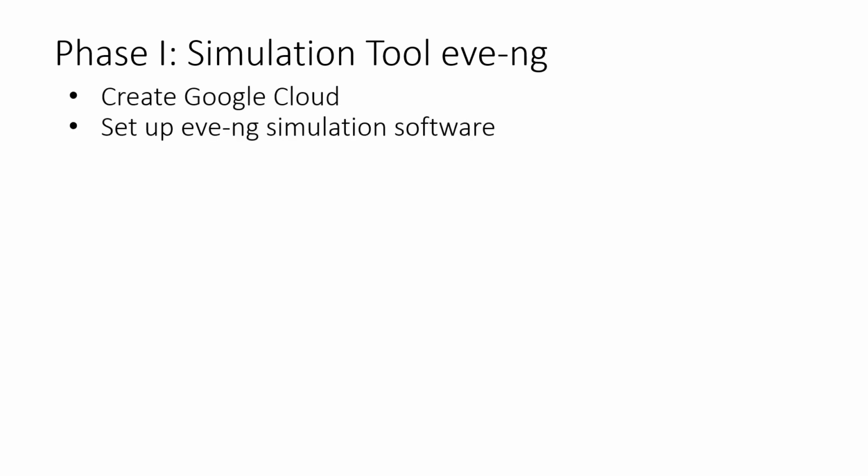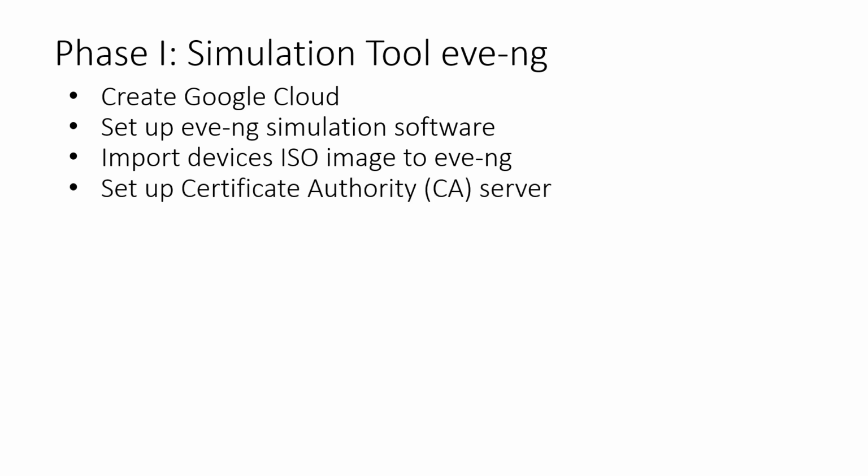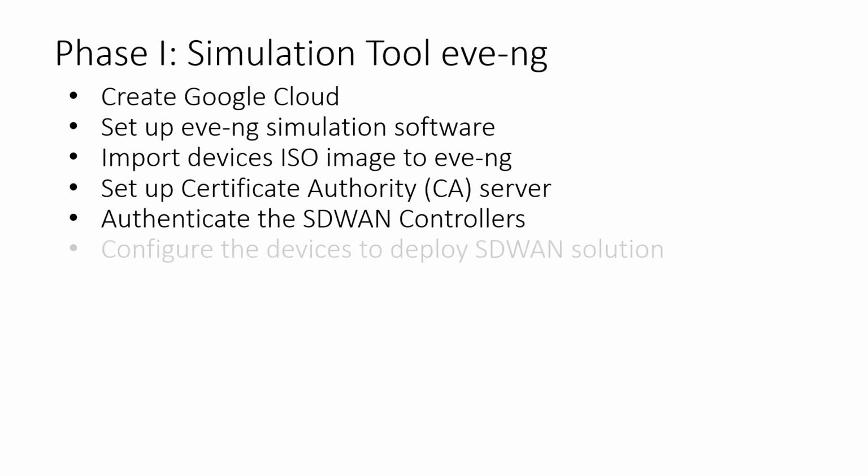Step 1, create Google Cloud. Step 2, set up EVE-NG simulation software. Step 3, import device ISO images to EVE-NG. Step 4, set up a certificate authority server. Step 5, authenticate the SD-WAN controllers. Step 6, configure the devices to deploy the SD-WAN solution.